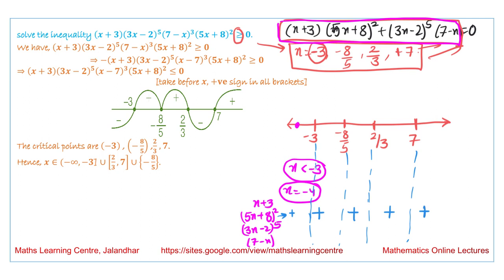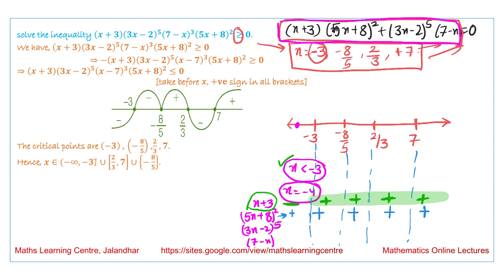Now if I substitute a value into x + 3: if I substitute a value less than -3, this value will be negative. If I substitute a value greater than -3, this value will be positive. This value will be always positive after this. So for values greater than -3 this portion is positive, and for these values it is negative.